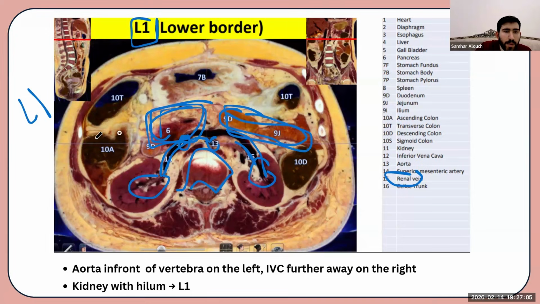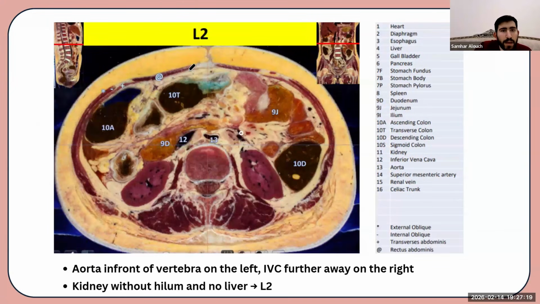Here we have a very darkish brownish structure, then that's definitely colon. Since it's on the right side, then that's ascending colon. Here it's on the left side, then that's descending colon. Here we still have the stomach going on. Here we have L2. How do we know it's L2? We have a kidney without the hilum. So kidney, either T12, L1, or L2.